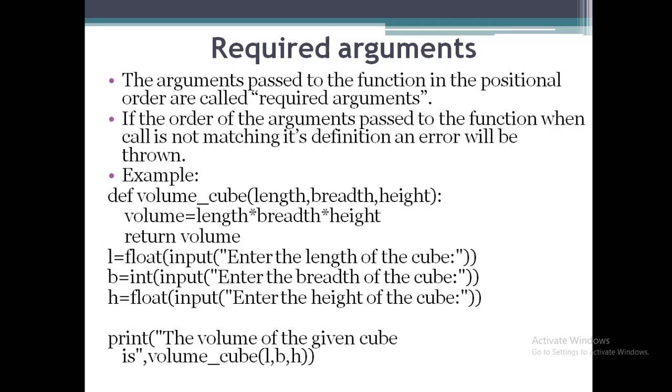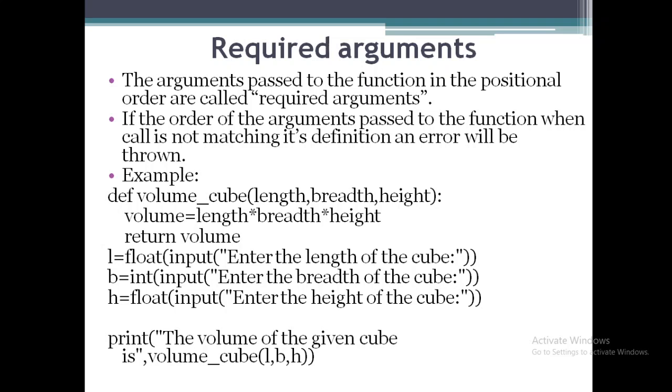Required arguments are the arguments passed to the function in the proper position or order, according to the order available in the definition. In this example, you see a function defined, volume of cube, volume underscore cube, with three parameters: length, breadth, and height. Let us assume that length is of type float, breadth is of type integer, and height is of type float.